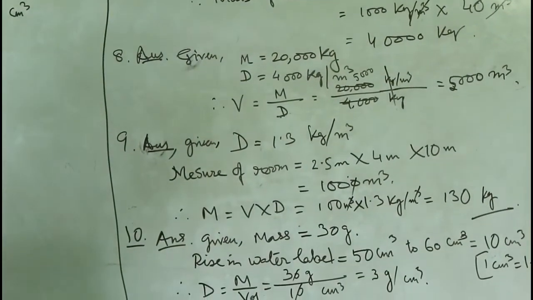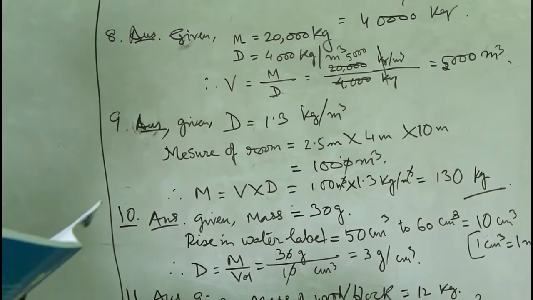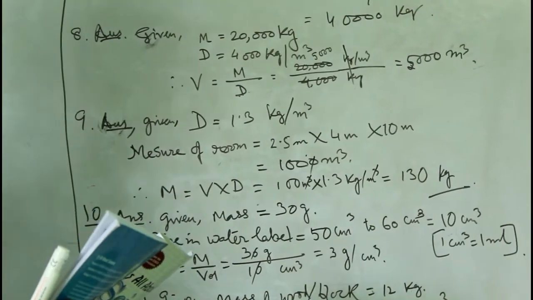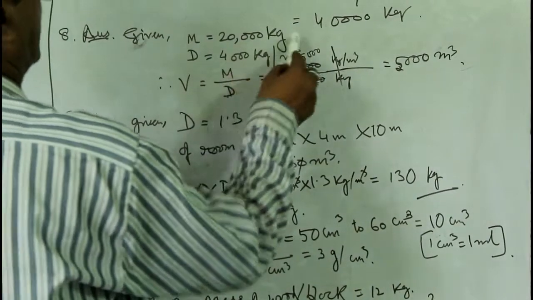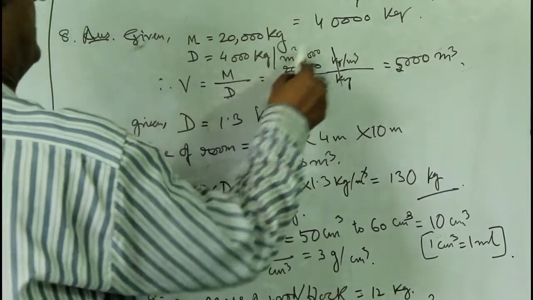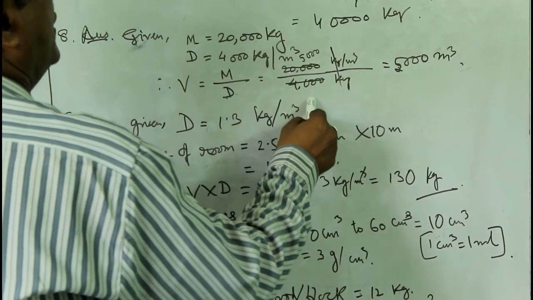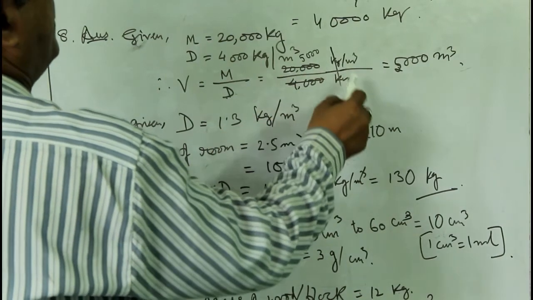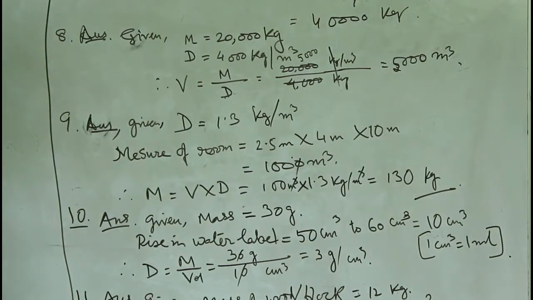Now question number 8. We have an object of mass 20,000 kilogram and a density of 4,000 kilogram per cubic meter. What is its volume? So given mass is 20,000 kg, density is 4,000 kg per meter cube, and the volume equals mass by density, that is 20,000 by 4,000, to get 5 meter cube is the answer. Well, number 9.